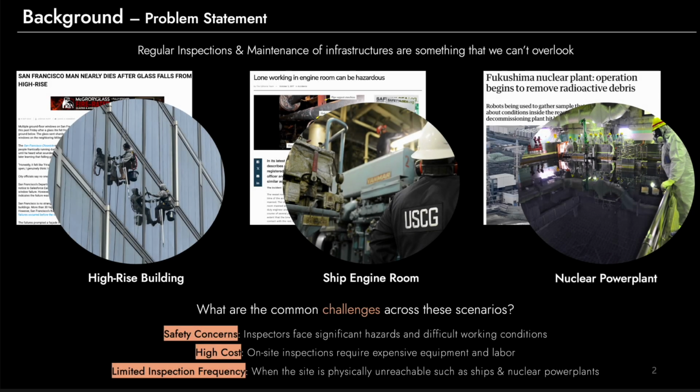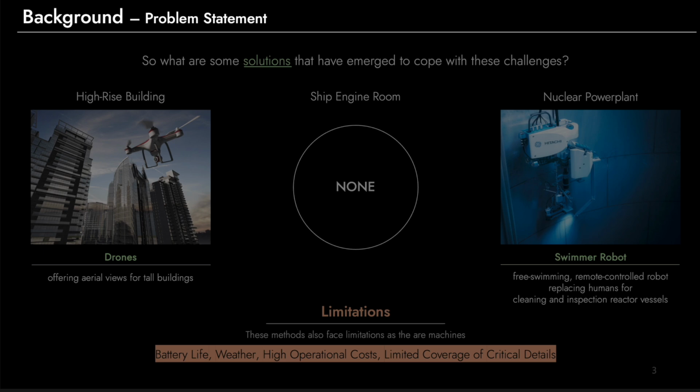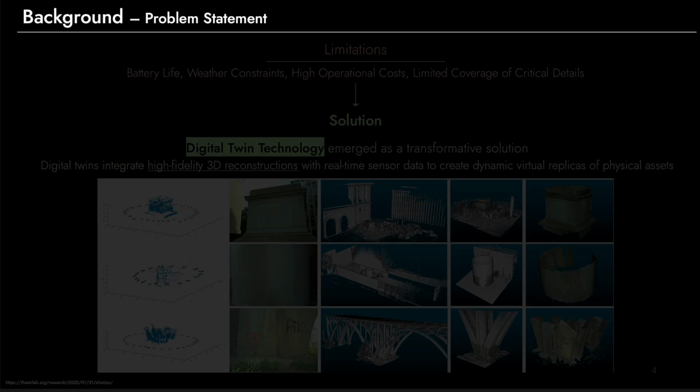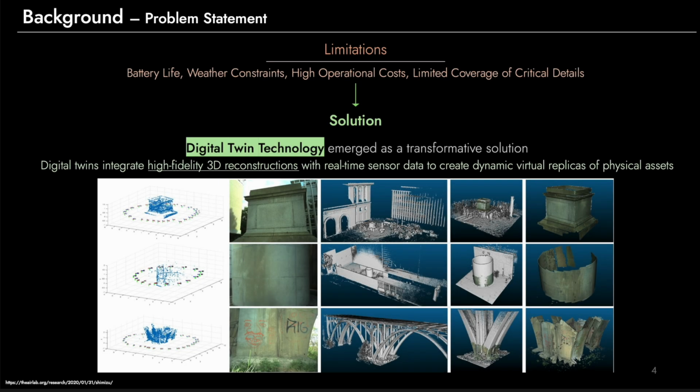Before I dive into the paper, I would like to briefly introduce the problems that we face today and how this paper has potential to address them. In hazardous environments like ship engine rooms or nuclear power plants, inspections are risky, costly, and infrequent due to limited accessibility. Robots like drones and swimmers help, but they still suffer from limitations like battery life, weather, and insufficient detail capture. Digital twin technology combining 3D reconstruction with sensor data is emerging as a powerful solution for remote inspection.